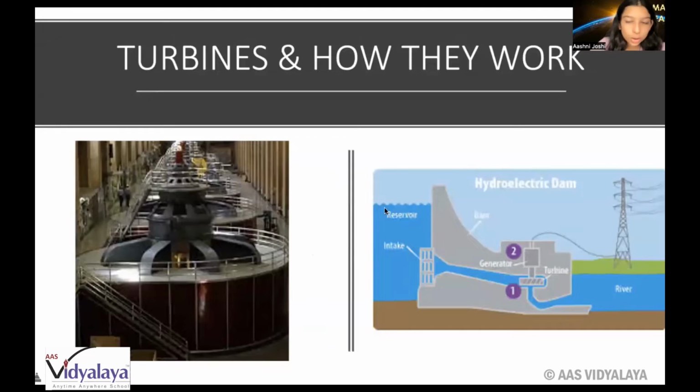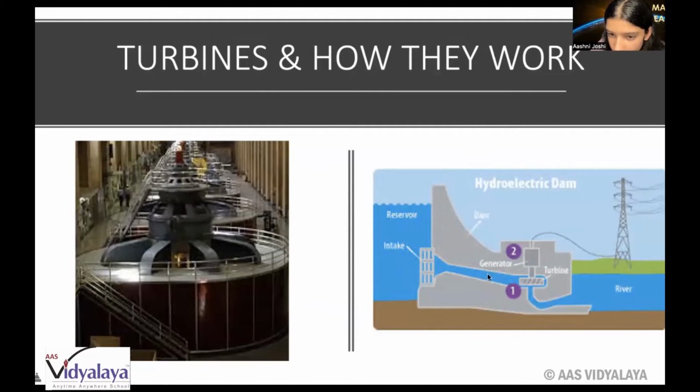So let's see how exactly these turbines work. On the left is a picture of a turbine, how a turbine actually looks. And on the right is the mechanism of it. The reservoir is basically where we will store water, and this intake gate is the channel through which water will flow. After the collection, this gate will be opened and this water will go through this path.